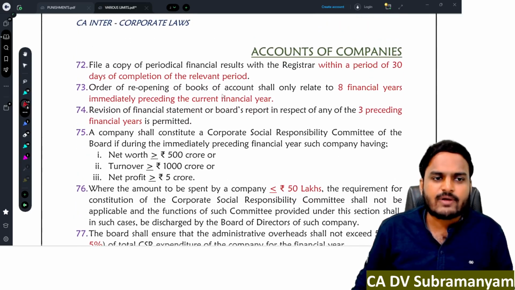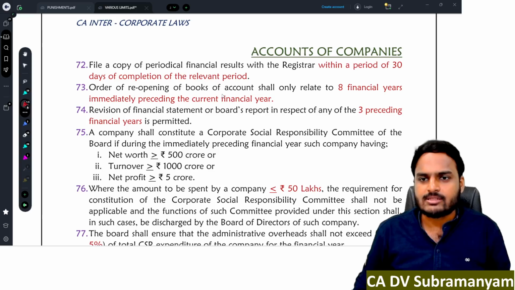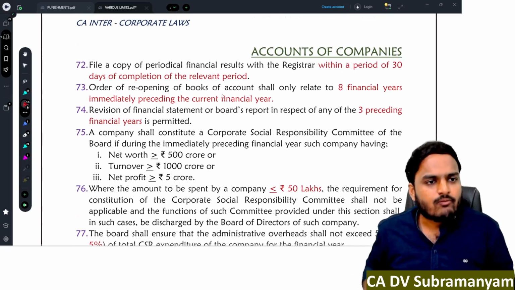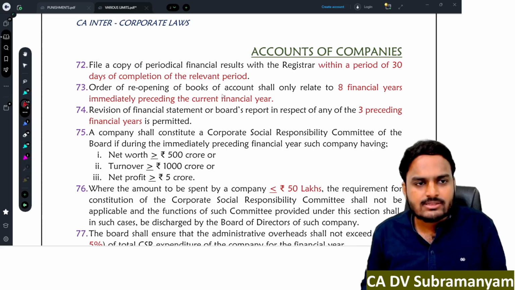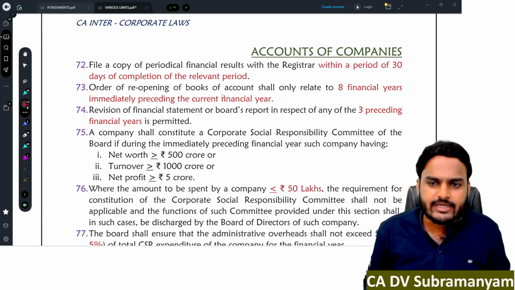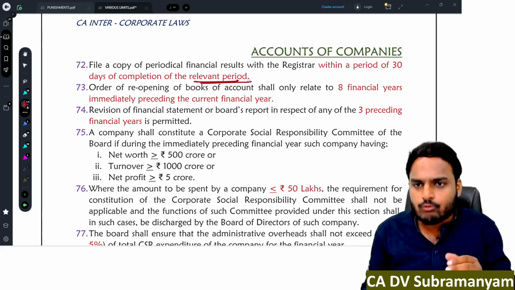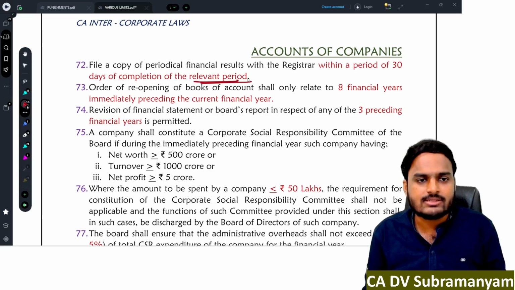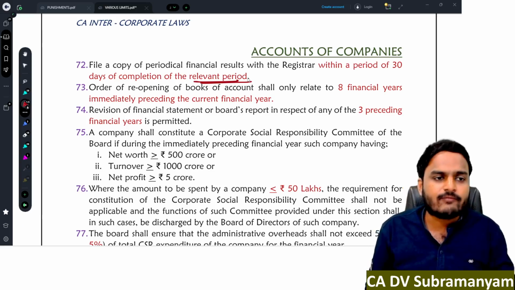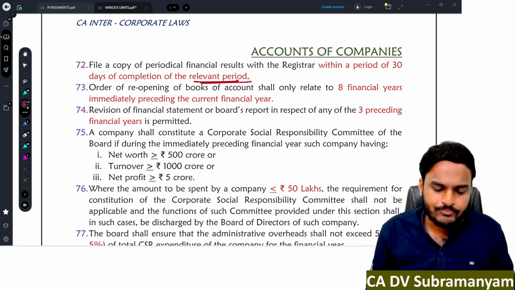Next, accounts of companies. Companies are required to file periodical financial results with registrar within a period of 30 days of completion of relevant period. Prescribed companies have to file periodical financial results. The time period is 30 days of completion of relevant period.